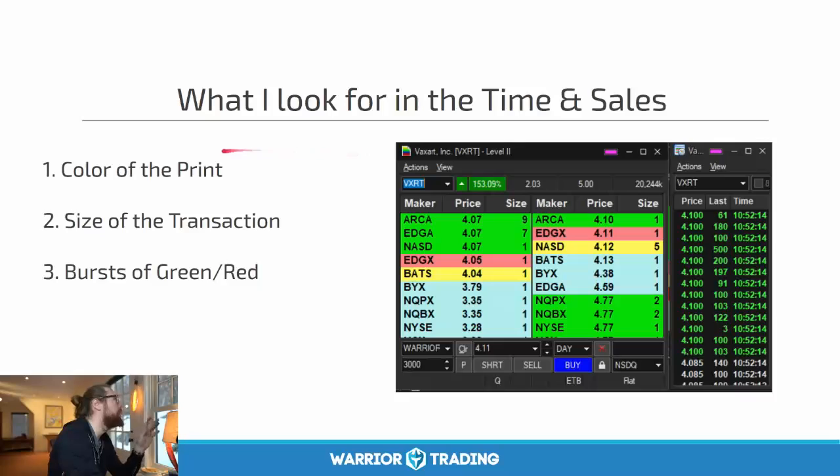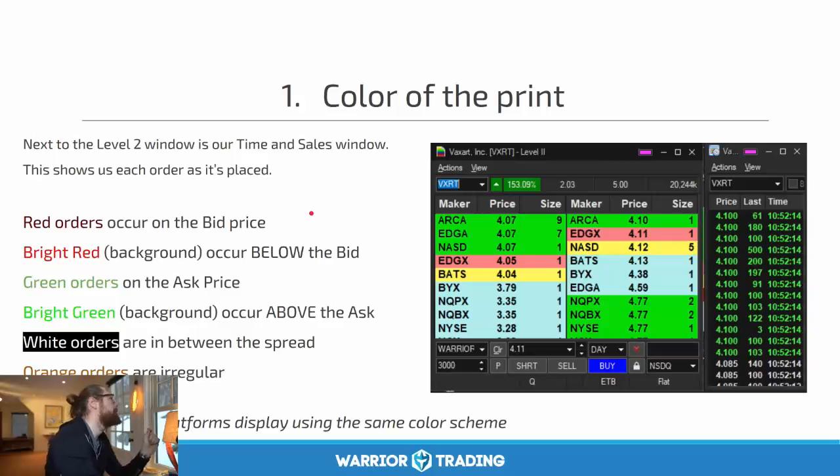But I just thought I'd at least include this. So generally what I'm looking for is just the color of the print. To be honest, that's the main thing. The size of the transaction, I usually don't even have a chance to truly look at. And the time, I only use as a reference for when a stock is halted, knowing that it resumes 5 minutes later. So I'm really not super concerned about the transaction size or the time. It's mostly the color that I'm focusing on and those bursts of red and green. So the color of the print.